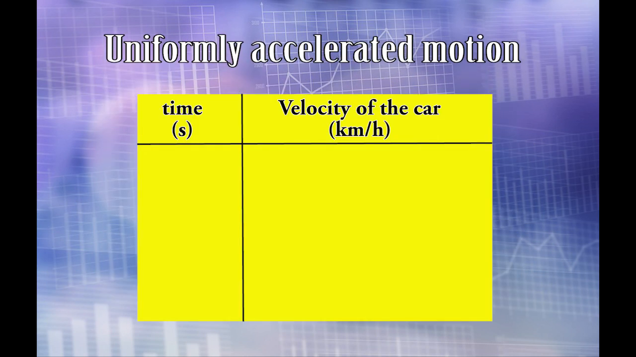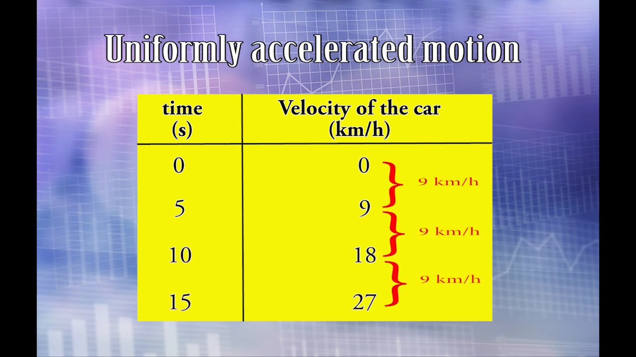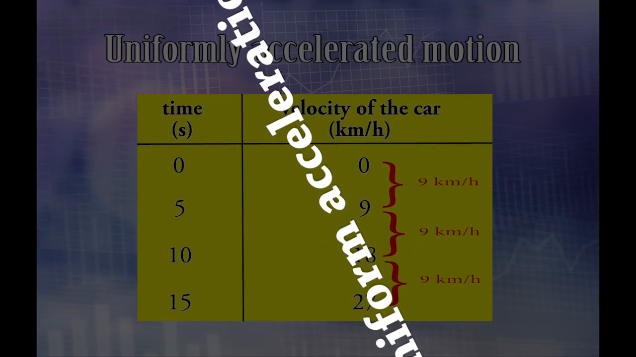Now, consider a case of uniformly accelerated motion. From the table, we can see that initially the car is at rest, and after every 5 seconds, the increase in velocity is 9 km per hour. So there is a uniform acceleration.